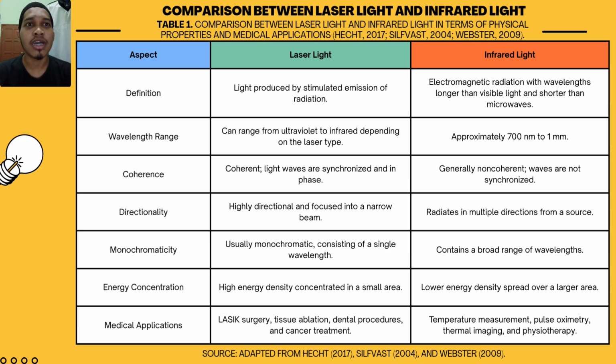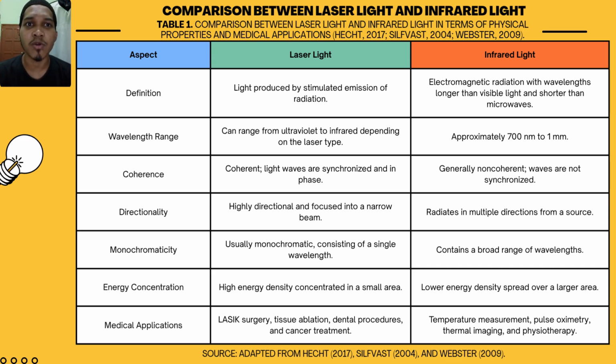In terms of coherence, for laser light, the light waves are synchronized and in phase, while infrared light is generally non-coherent. Waves are not synchronized. For directionality, laser light is highly directional and focused into a narrow beam, while infrared light radiates in multiple directions from a source.